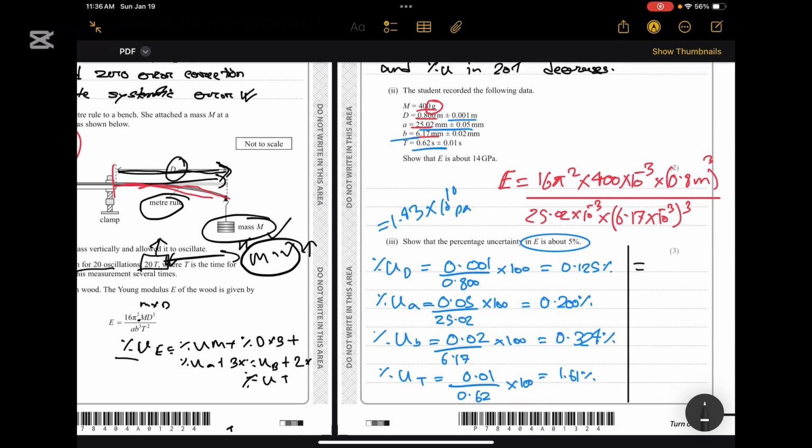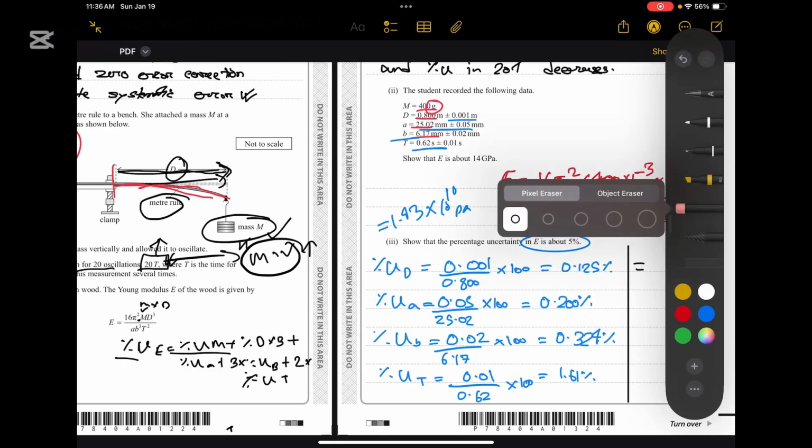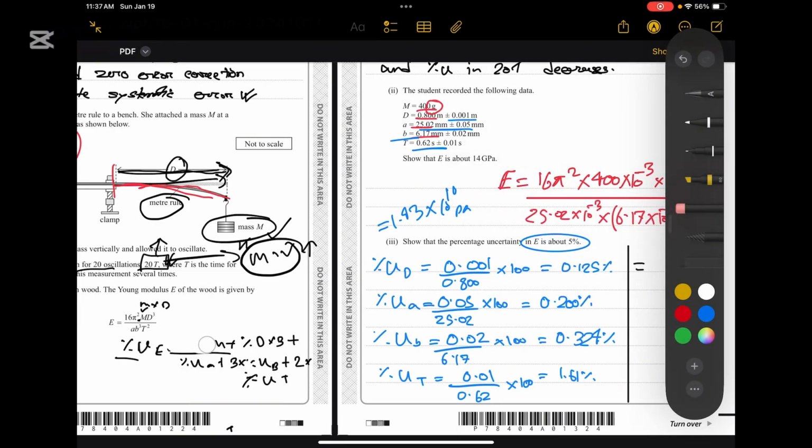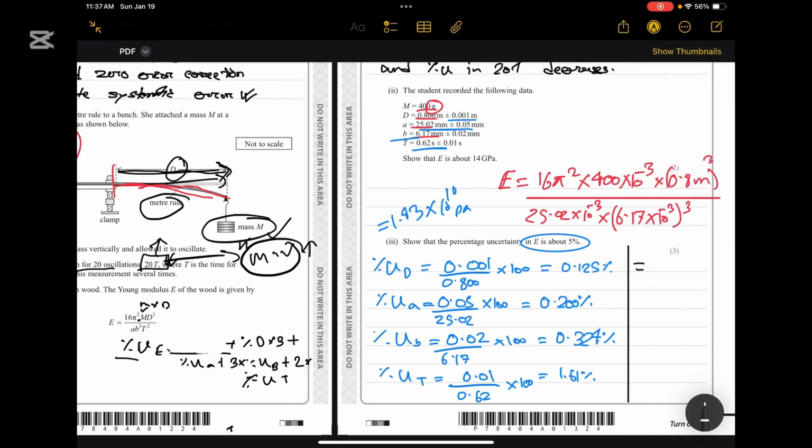First of all, the percentage uncertainty of M. The M value will not be added because M is a constant. Sorry, my bad. We will not add the M value, we will add the other ones. M is a constant, so we will not add it. They have given us the uncertainty of M, but M is a constant, so we will not add it.